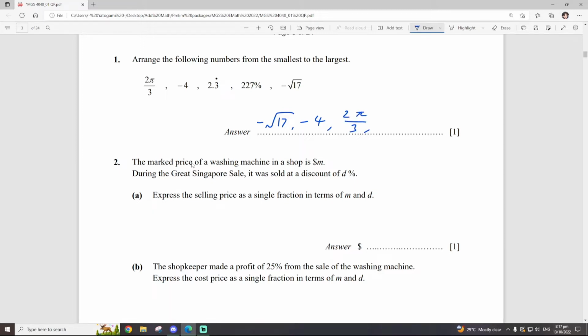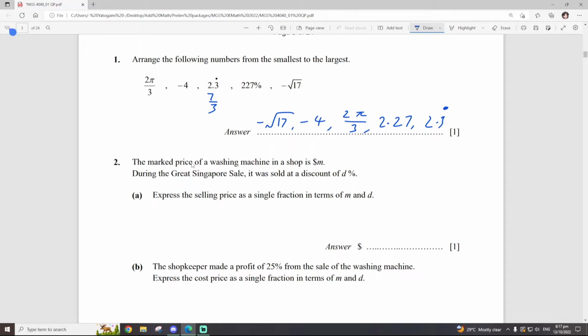227% is actually 2.27 exactly. And finally, this dot on top of the 3 actually means 2.333333 as a recurring decimal, which is actually 7/3, which is definitely bigger than 2.27. So that will be the biggest number.